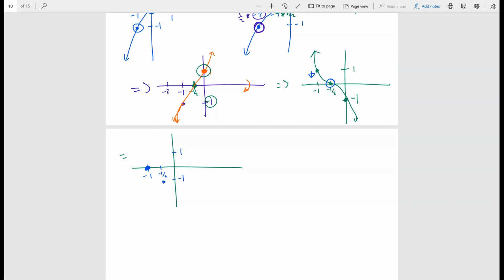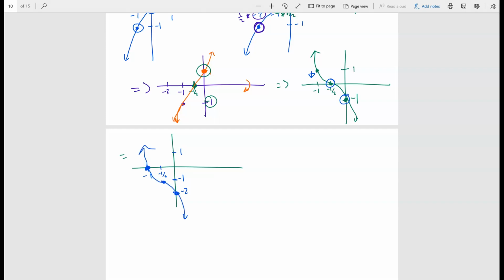So at -1/2, it was at 0. Now you're shifting it down. And then this guy was at -1. I'm going to go down 1, it's going to be at -2. So my graph looks something like this. Looks so ugly.